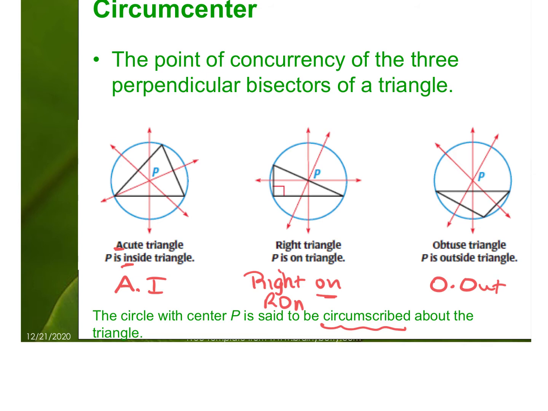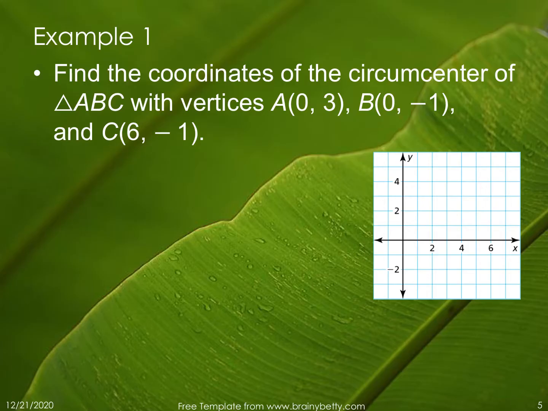Okay, so next we're going to find the coordinates of the circumcenter of a right triangle. I'm going to walk you through step by step. More than likely, this next example is what you're going to see on the test or on the quiz. So pay close attention. When you're doing the homework tomorrow night, this will be the type of question I'm going to give you. Okay, so here we go.